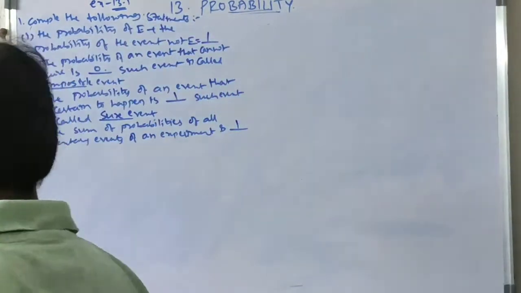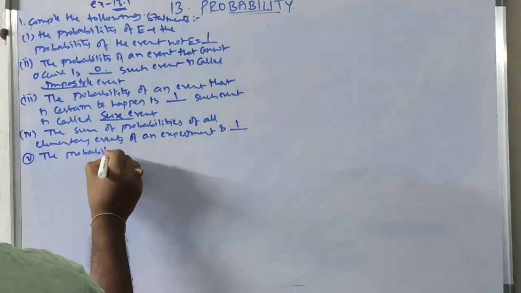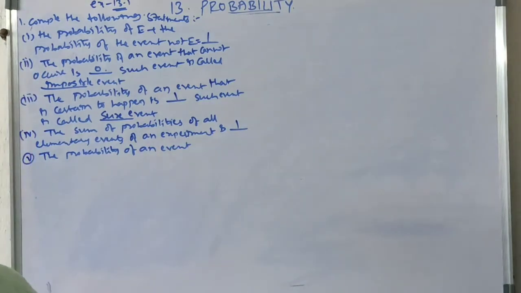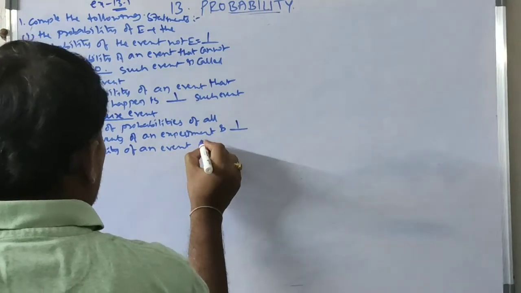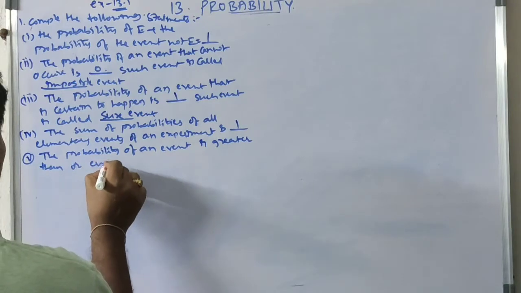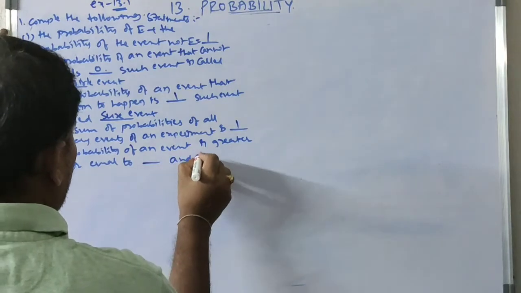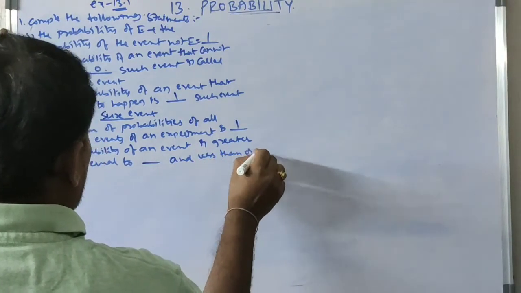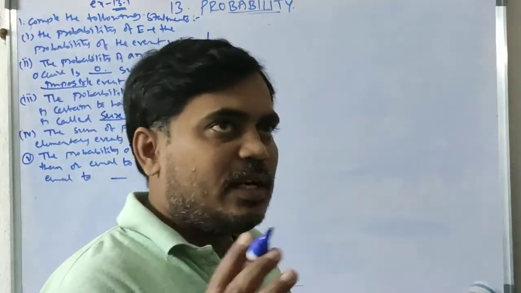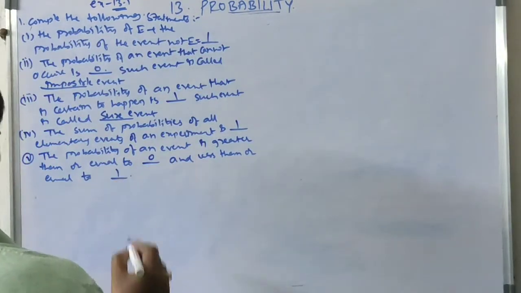Next, fifth, the probability of an event is greater than or equal to dash and less than or equal to dash. So the probability is always greater than or equal to 0 and less than or equal to 1.